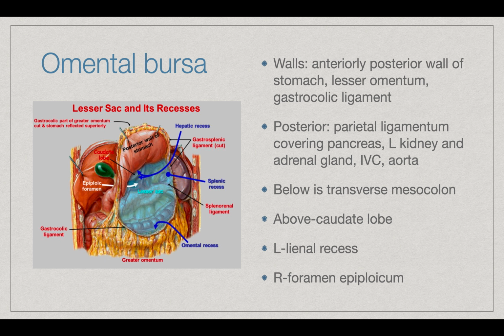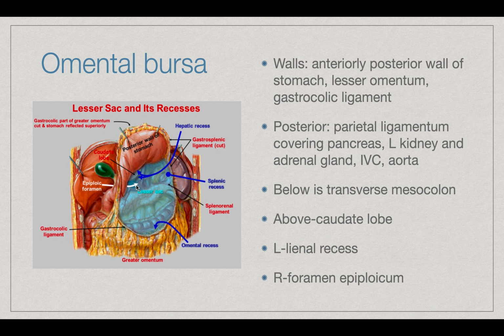The walls of the omental bursa will be the anterior and posterior walls of the stomach, the lesser omentum, and the gastrocolic ligament. The splenic recess is right behind it, along with the pancreas, the left kidney, the adrenal gland, the inferior vena cava, and the aorta. So this is a pretty important area. It's high risk. Below it is the transverse mesocolon. Above it is the caudate lobe of the liver. On the left is the lienal recess, and on the right is the foramen epiploicum.